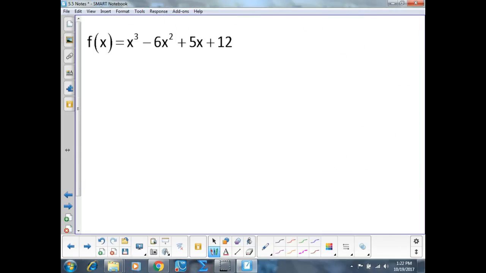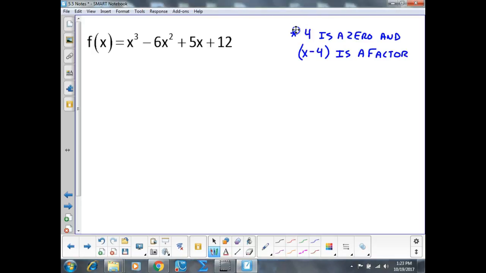So, because we know that 4 is a 0, and x minus 4 is a factor, we need to remember that. This is the exact same example as the last slide, and we're just remembering that.